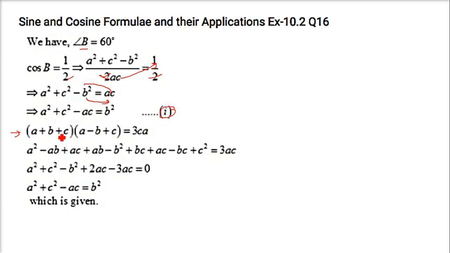We will try to prove this one as this one. So a plus b plus c and a minus b plus c, just multiply them, it is equal to 3ac. So what do you get? The ab cancels, and the bc cancels. You get 2ac here, and you bring the 3ac here. So 2ac minus 3ac is minus ac. So a square plus c square, and bring this b square here. So a square plus c square minus ac equal to b square, and this is exactly equal to this one. That is why if cos b is half, then this is proven.